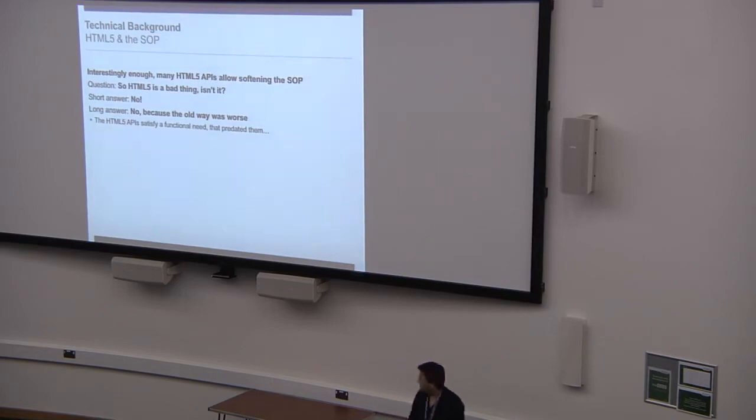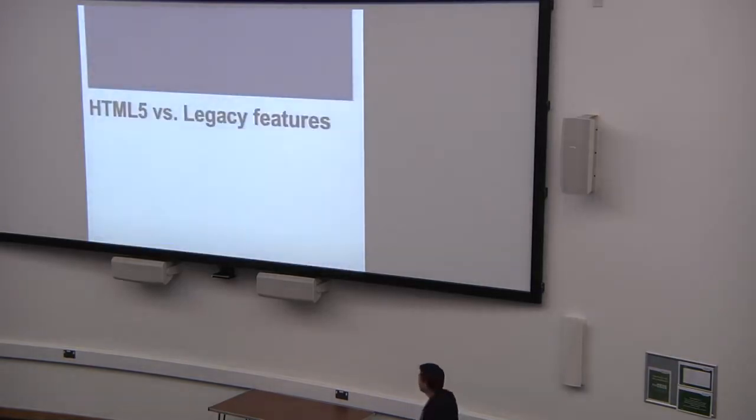Well, the short answer is no, it is not bad. And the long answer is no, it is not bad, because the ways that developers used before are way worse. So we should stick to new APIs with security models created specifically to counter such attacks. And now we will see how that looks.